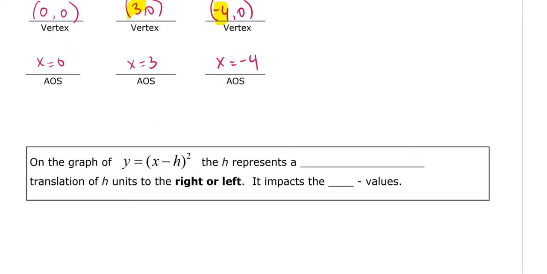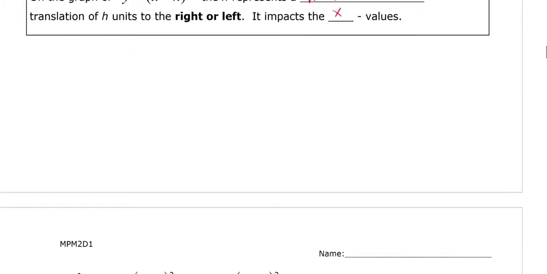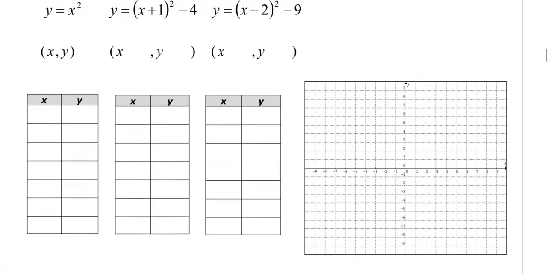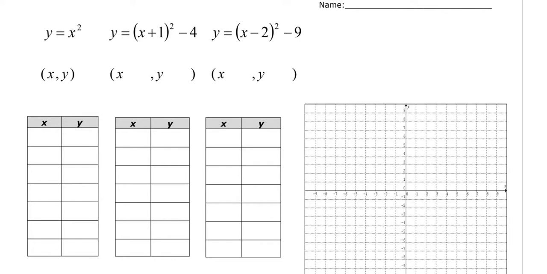Okay, so on the graph, h represents a horizontal translation of 8 units to the right or left. And so this impacts the x values. Okay, so what if we combine them now? Well, I'm going to start with the base graph again. So here are my arbitrary x values, negative 3, negative 2, negative 1, 0, 1, 2, and 3. And its corresponding y values 9, 4, 1, 0, 1, 4, and 9.